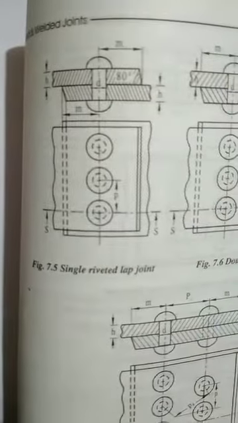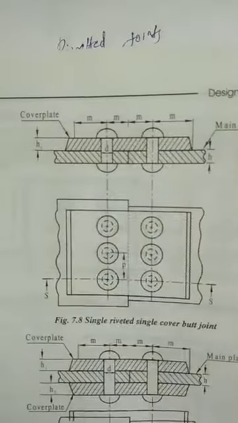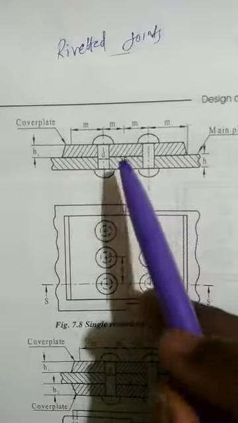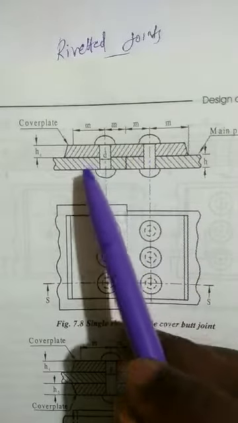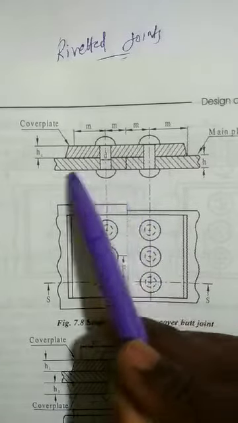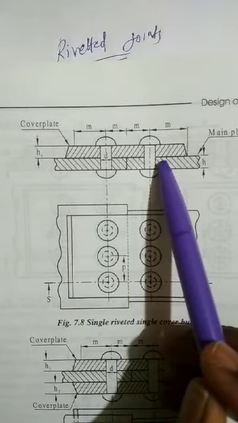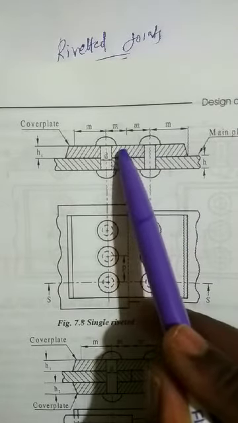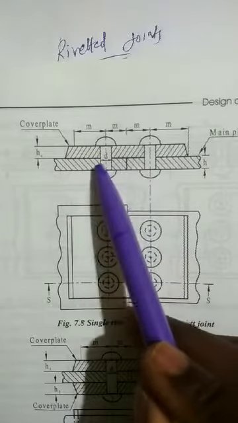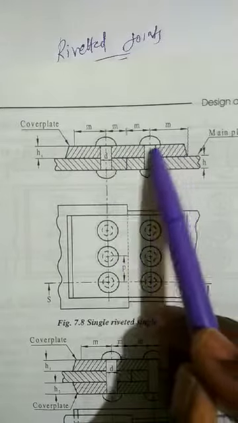The single riveted lap joint. Let us see butt joint. This is a cross-sectional front view of a butt joint. Plate 1, plate 2. For joining these two, plate 1 and plate 2, one more plate is kept over the base plates. This plate is known as cover plate or strap.